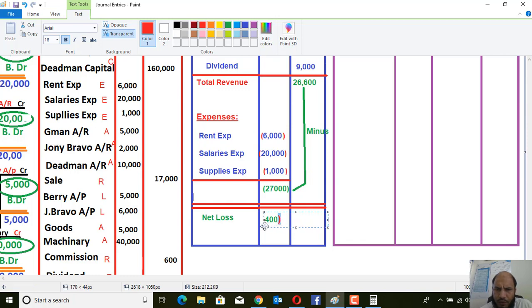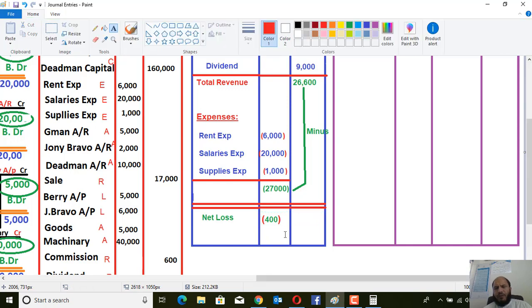And also the 400 side too, into bracket. So this is the amount that we will minimize from the owner's equity. So in this business we have, for example, our business is in loss and we lose 400 rupees.